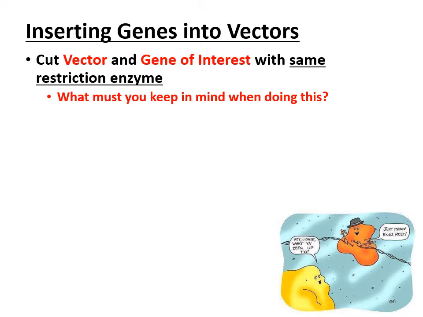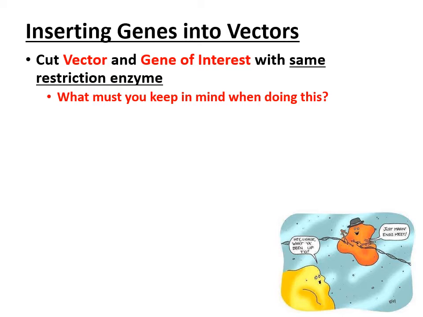Now, when you're going to do this, there are certain rules you have to keep in mind. The first one is when you cut, you should only cut the vector once. You want to open up the vector so that you can glue in the new gene. But what would happen if you cut the vector more than once? You didn't open it up; you completely chopped it up and it becomes useless at that point. So you want to make sure you only cut the vector once.